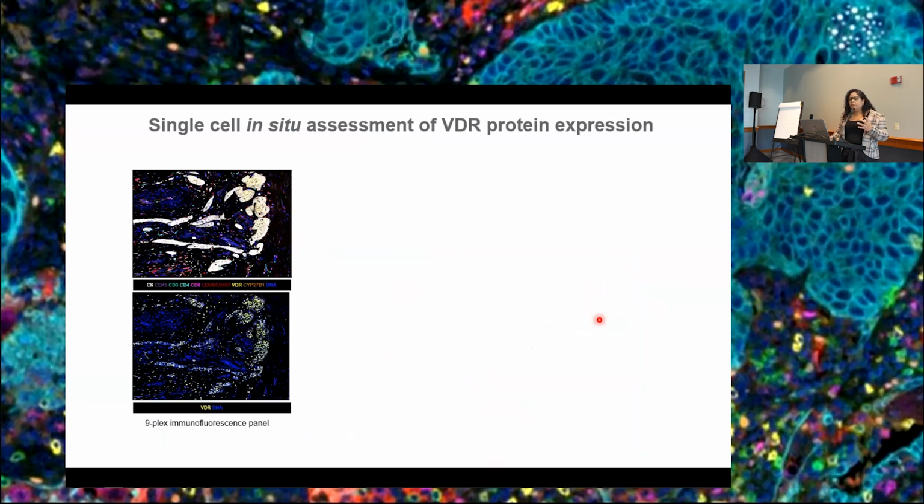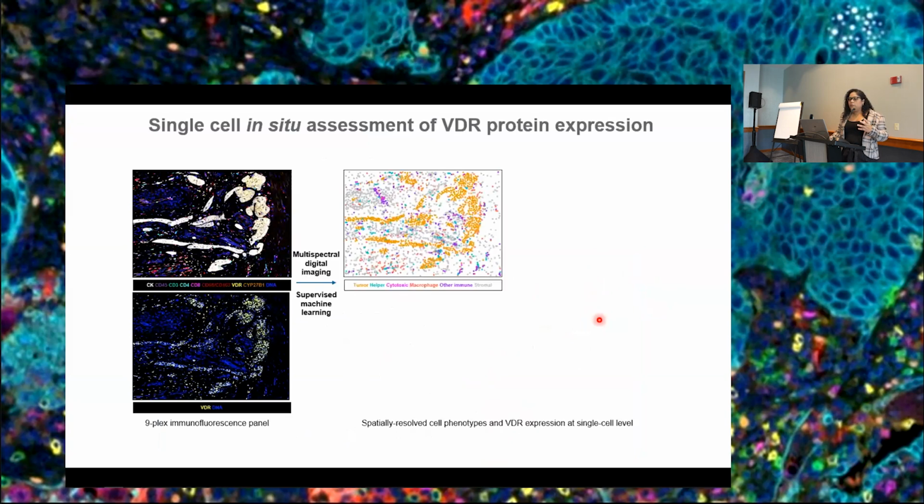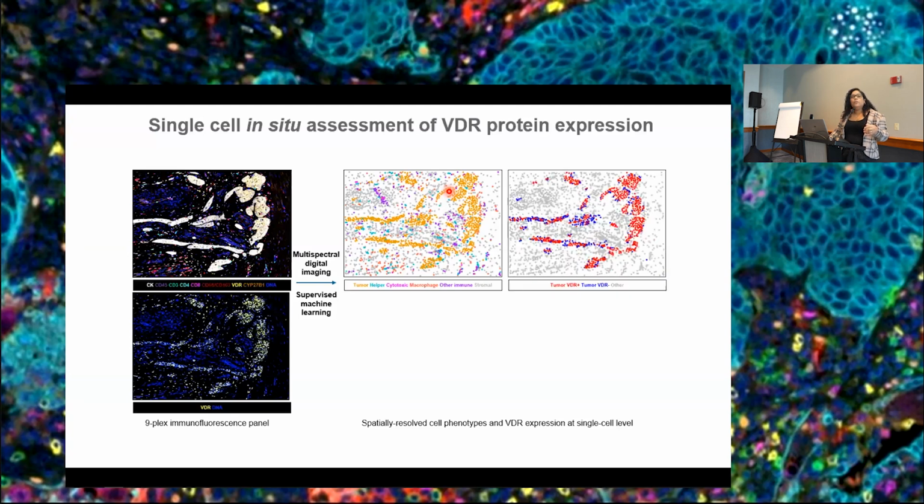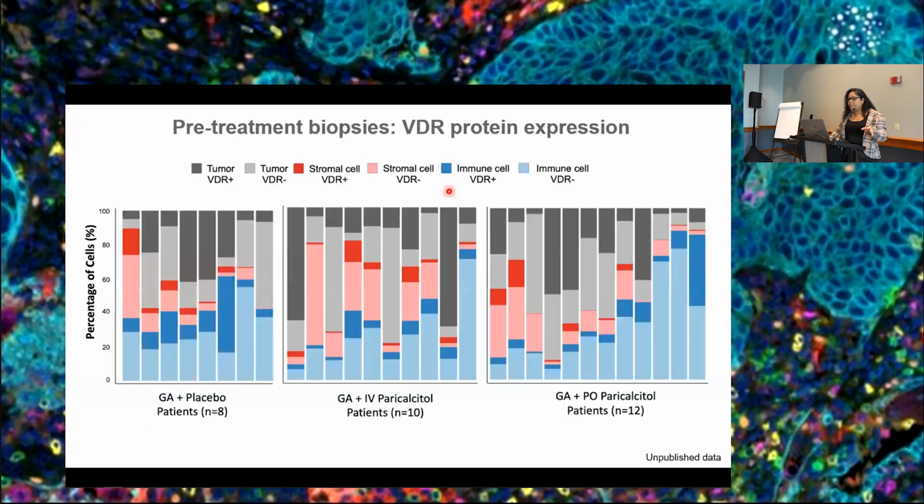This panel is very interesting because it allows us to have a general overview of the tumor microenvironment, because we are able to phenotype the main cell types: tumor, immune, and stroma. And among immune cells, we can also phenotype macrophages, helper and cytotoxic T cells, and other immune cells. Additionally, for each of these populations, we can also assess VDR protein expression at single-cell level. So each of these populations can now be called VDR positive or negative.